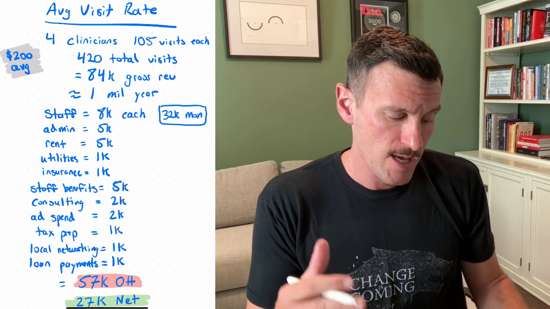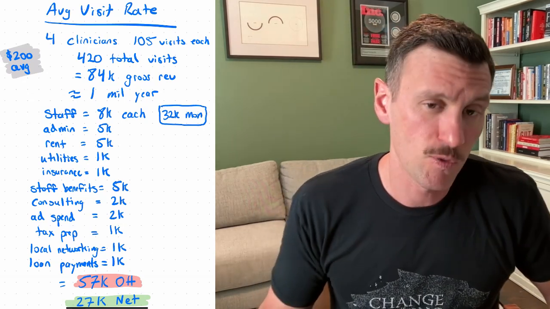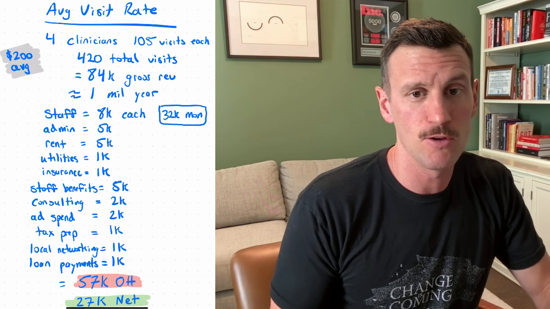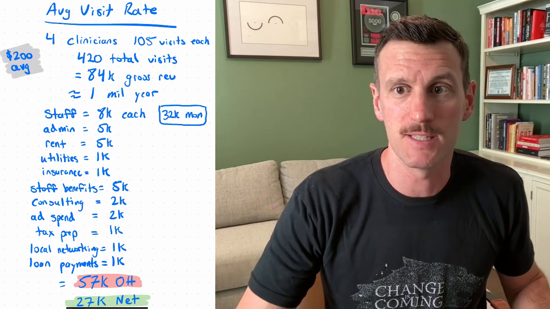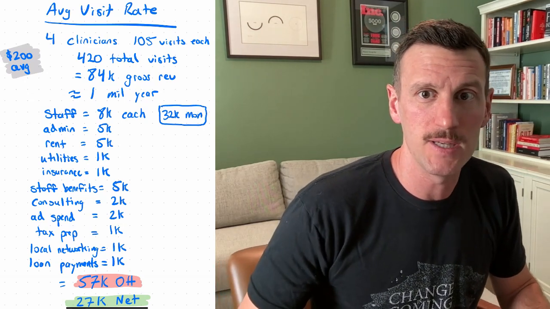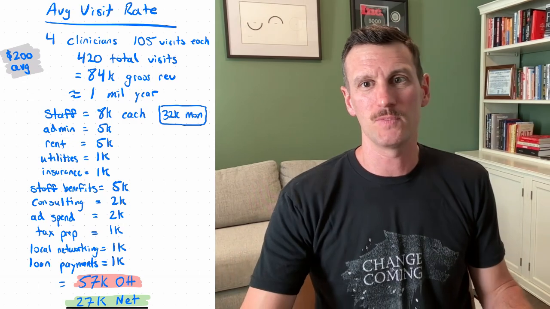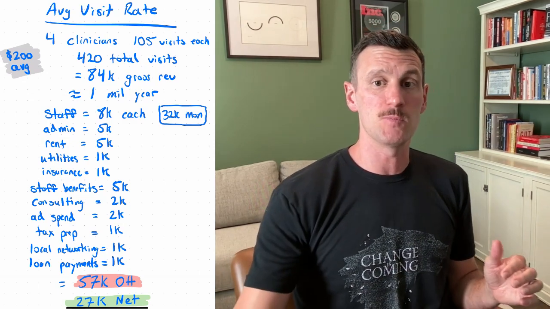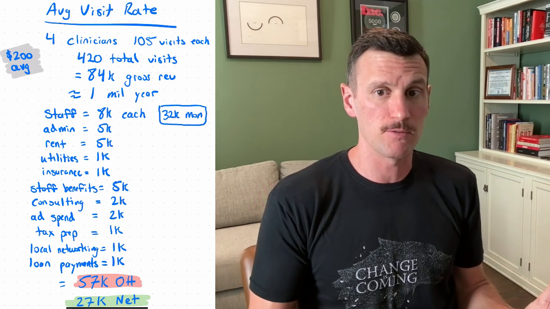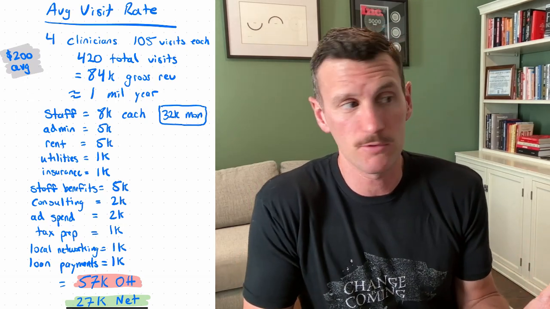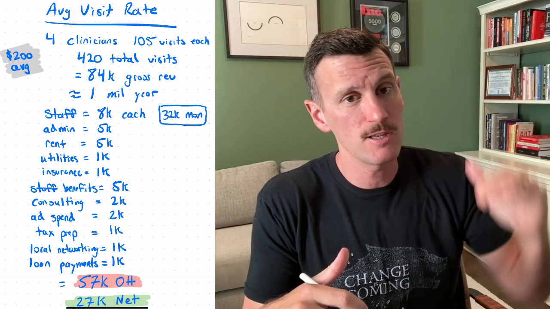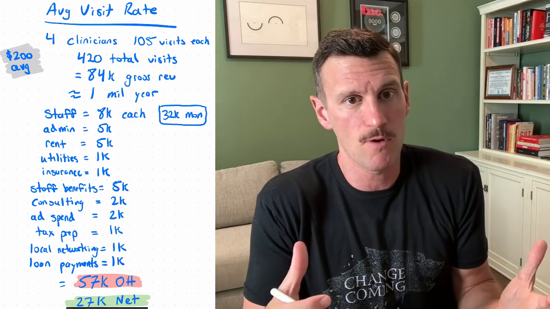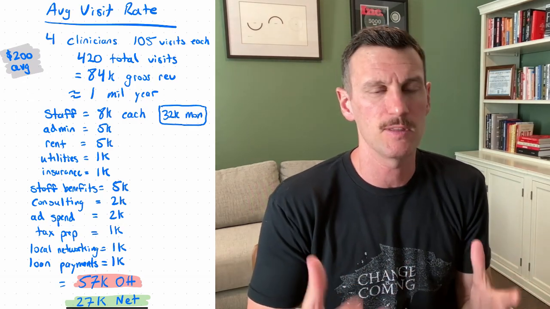The first part of this is we're going to assume that there are 4 clinicians and that those clinicians are seeing on average about 105 visits each. The reason we're at about 105 visits is because that's where we see people settle in for the most part, a full clinician over the course of a year. They'll have certain months where they're seeing above that, and some months below that, when they're going on vacation, when the holidays are happening, things of that nature.